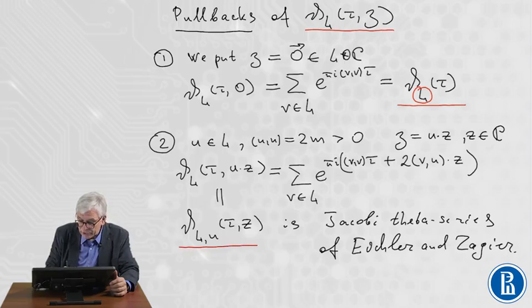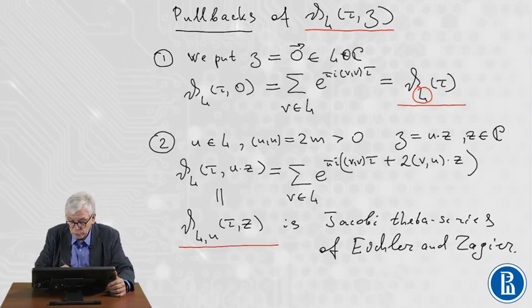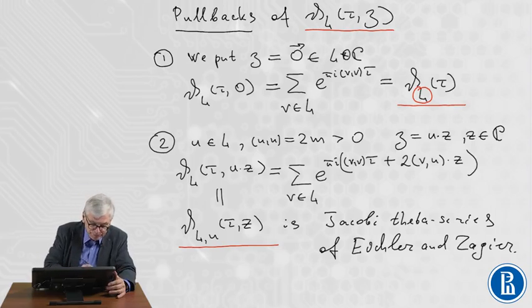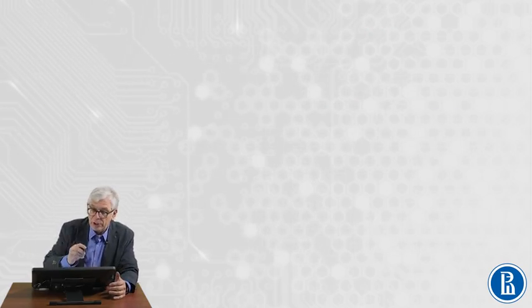This theta function, theta LU, was considered in the book of Eichler-Zagier, and now I would like to analyze this function as a generating function. The generating function for what problem? First of all, let's consider our first function, theta, in one variable.